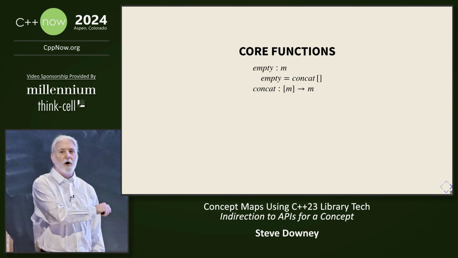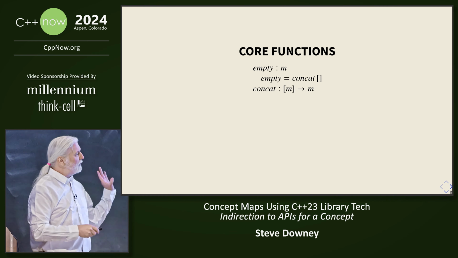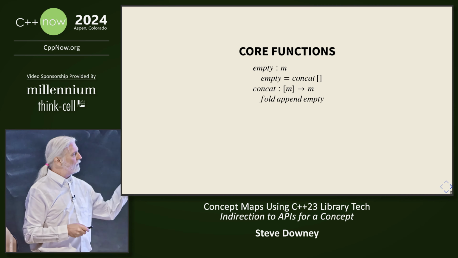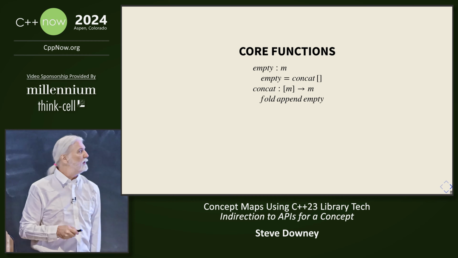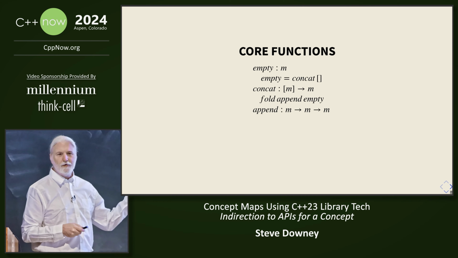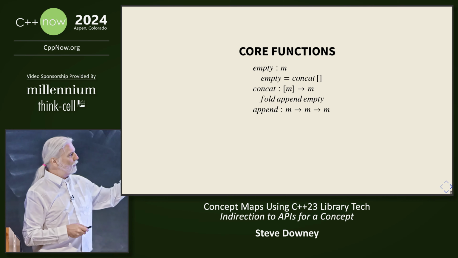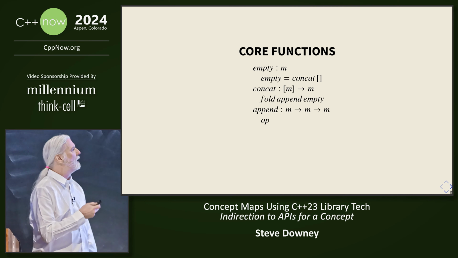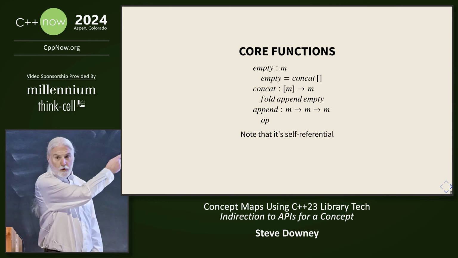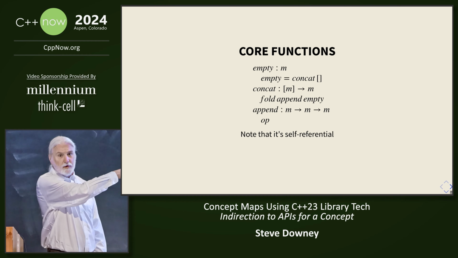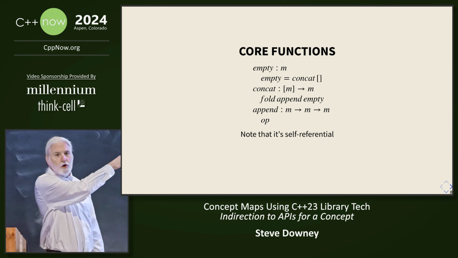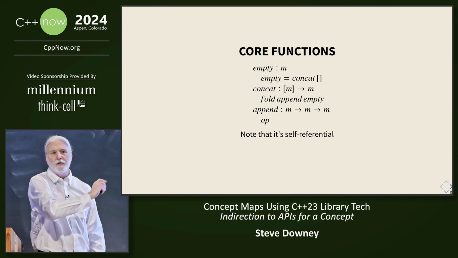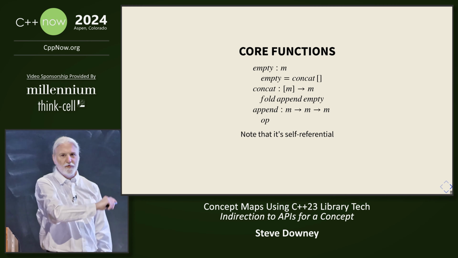Concat, one of the other operations on monoid, takes your list of m's and turns it into one m. This is equivalent to fold, append, empty, where append is your operation, where we've got an m and an m and it returns an m. And that's your op. Note that that's self-referential. Essentially you have to provide a couple of these, not all three. You can provide all three if you've got a much better way of doing all of them than the defaults.